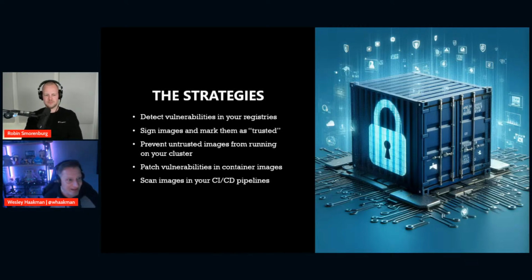We want to prevent untrusted images from running on your cluster, because signing an image and detecting whether it's trusted is one thing, but maybe we even want to prevent it from deploying. We can patch vulnerabilities in a container image. We can patch them without rebuilding, without writing a new Dockerfile. We can live patch them. We're going to demo that today.